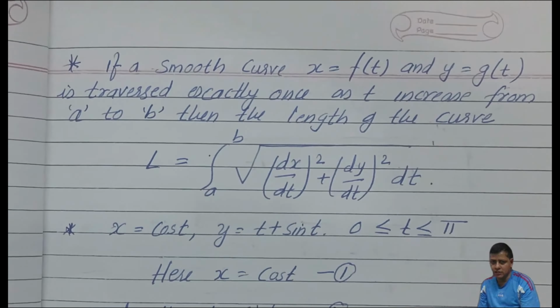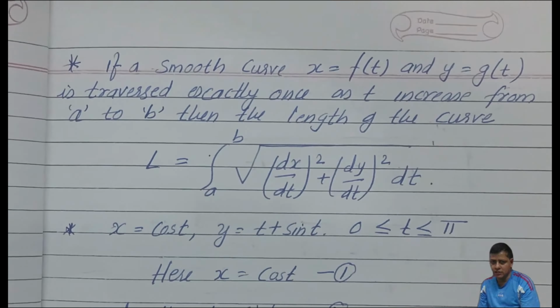So the question says, if a smooth curve x is f(t) and y is g(t) is traversed exactly once as t increases from a to b, then what is the length of the curve? They ask that. Over here you see the formula: integral from a to b of root of (dx by dt) whole square plus (dy by dt) whole square dt. It's a very simple formula, you square both x and y derivatives with respect to dt, and then you integrate once. So it's not a big job, but obviously the simplification you have to do is very high.